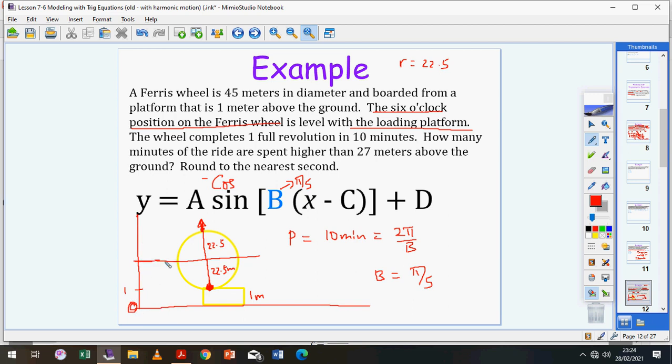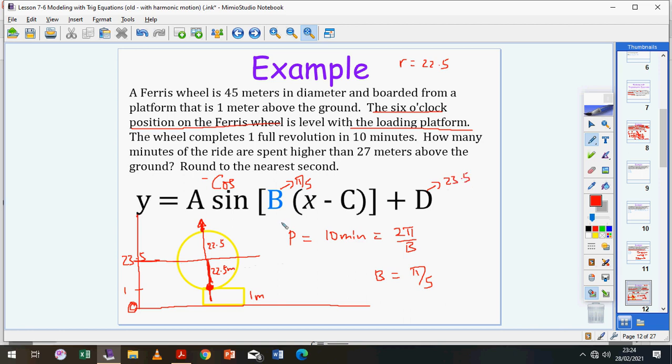Since it has a radius of 22.5, and this is already 1 meter, this position is going to be 23.5 meters. And that 23.5, I hope you can see that that is the midline of my sinusoidal graph, or my repetitive graph that will come out of this expression. So this midline, remember the midline is your d value. So my d value is 23.5.